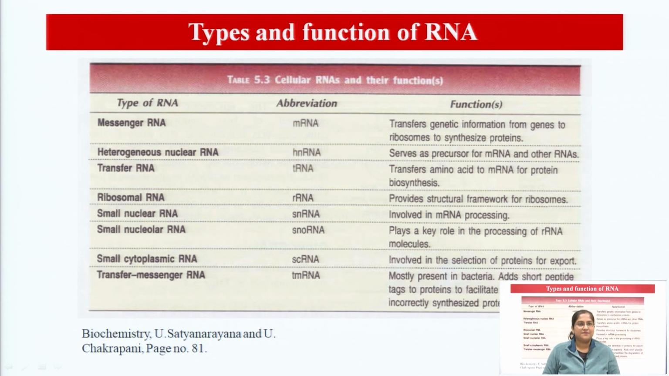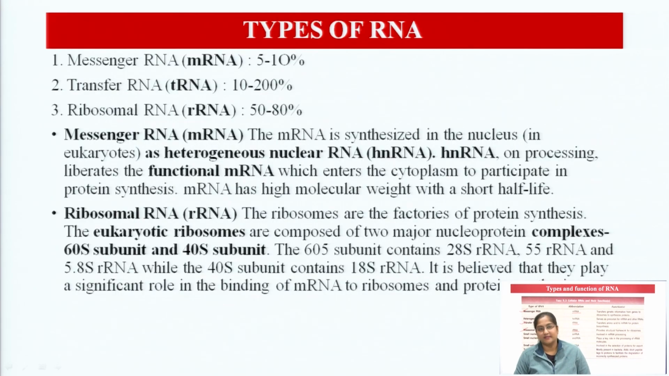These are the types and functions of RNA. We have several types of RNA, of which 3 are important when we discuss the central dogma of molecular biology: mRNA, tRNA and rRNA, that is messenger RNA, transfer RNA and ribosomal RNA. The rest of the RNAs are important, but these 3 RNAs are super important for us.